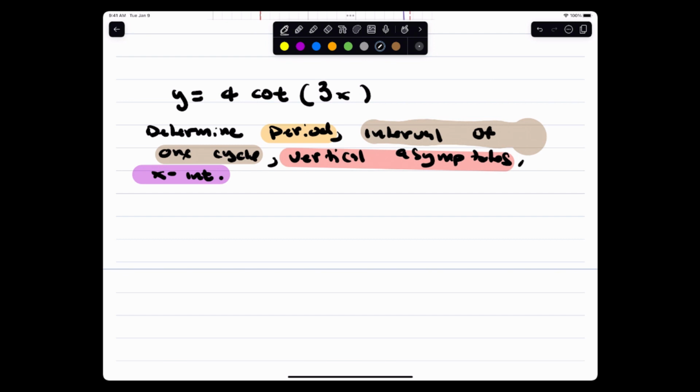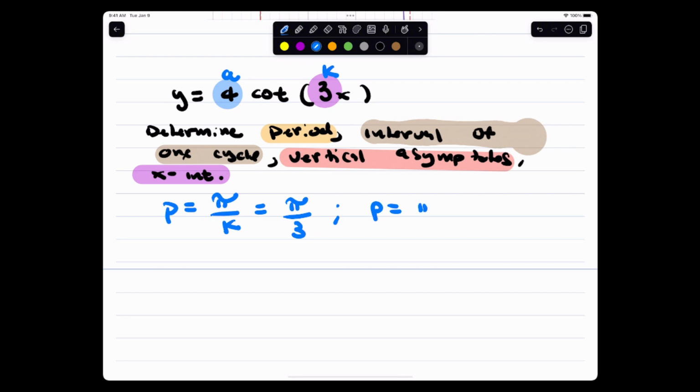Anyway. And what's this? K, you go, oh, that Mr. Judge. What's your period? Pi over K, is that right? So what's that going to be? Pi over 3. So let's write that down. Here's my period. Pi over 3. Maybe I'll just move it. Okay.